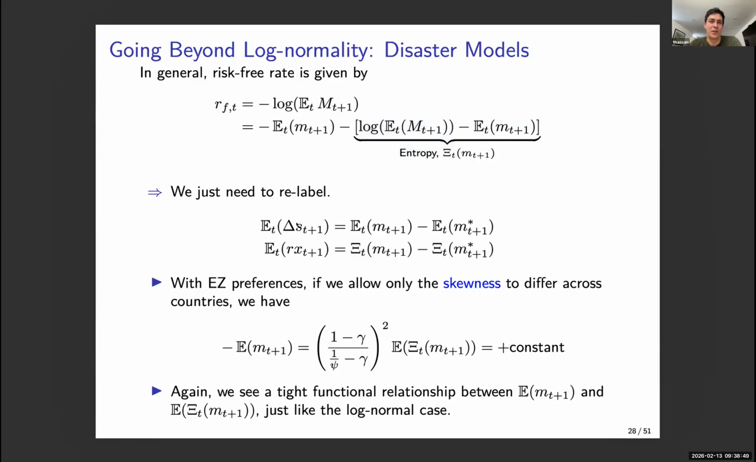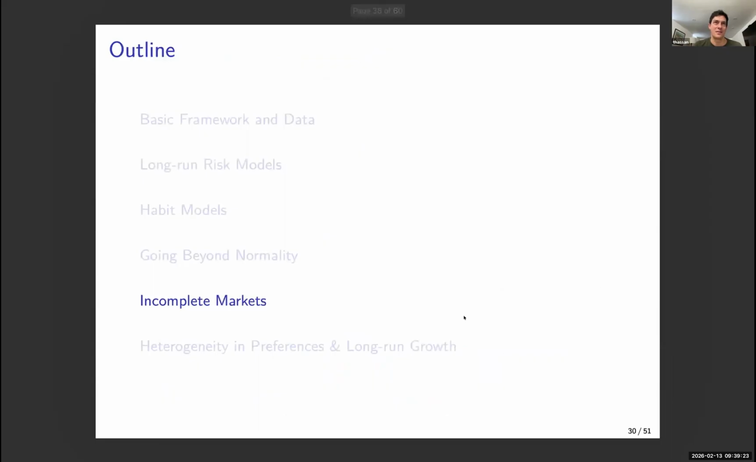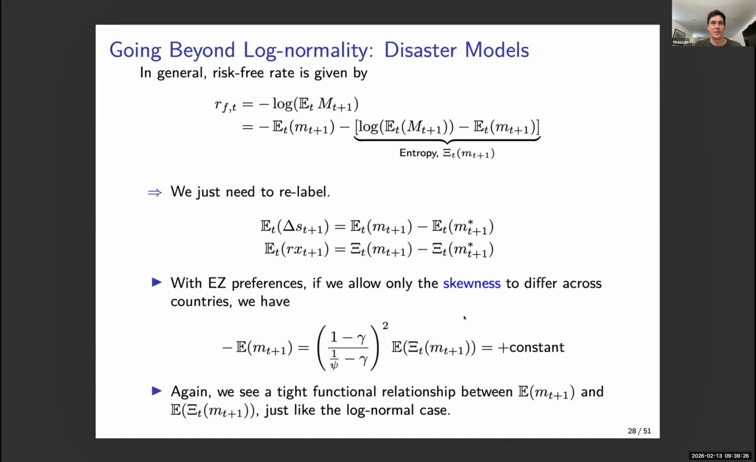So the vertical axis remains the same, E of delta S, but the horizontal axis, instead of looking at the differences in variances, is going to look at the differences in entropy across the log SDFs across countries. And if you have Epstein-Zin preferences, you get this. So now the E of M equals the same slope, now squared, times the entropy. But the whole point was that this is close to 1. And if you square 1, you still have 1. So there you go. This is not a theorem, but it's pretty clear that the same problem is going to persist.